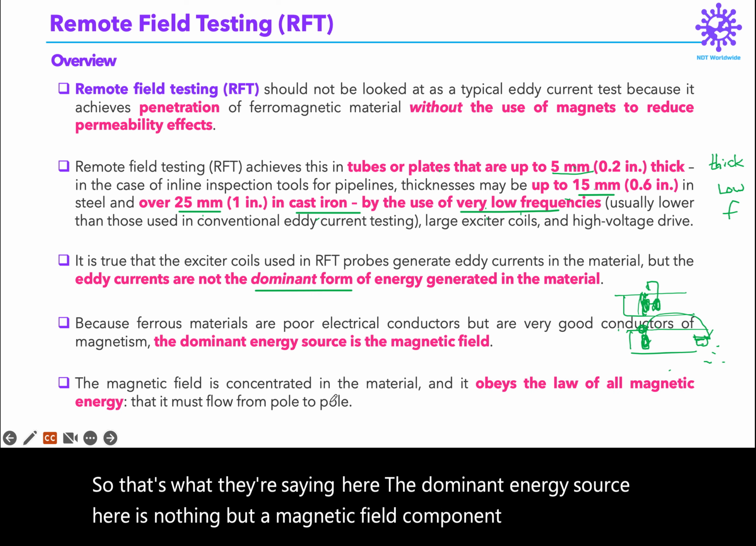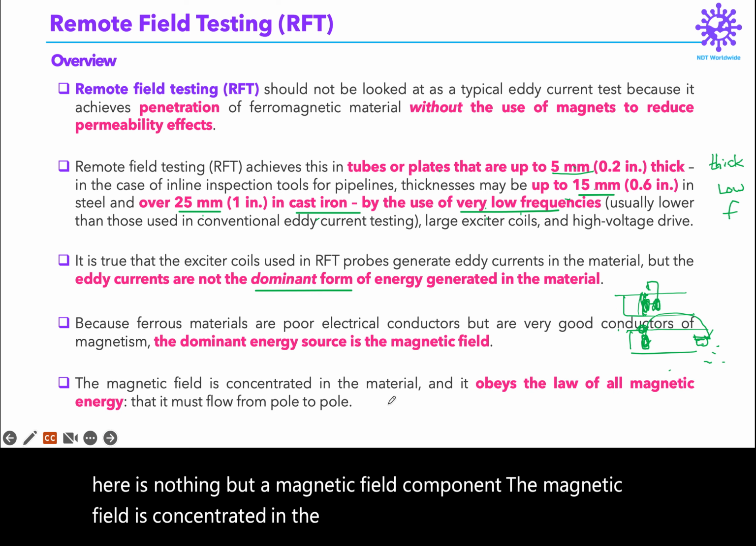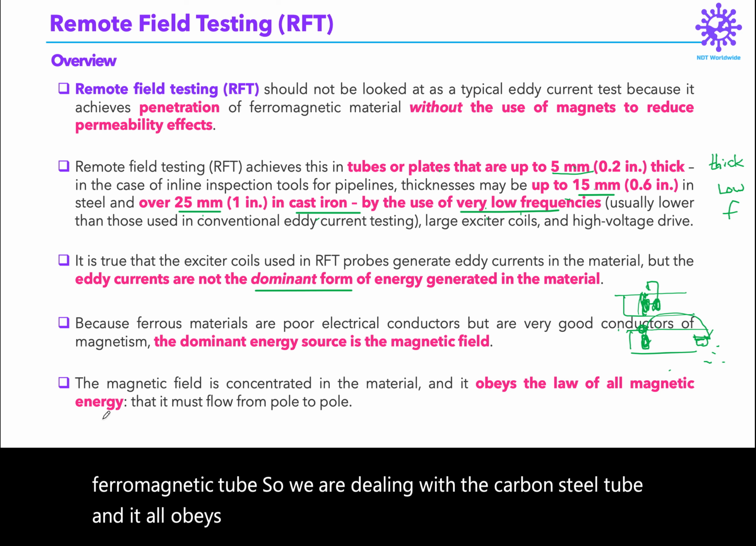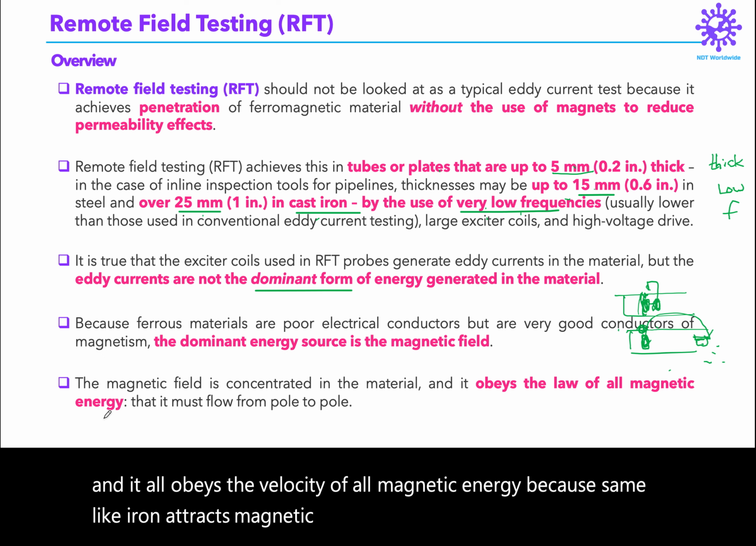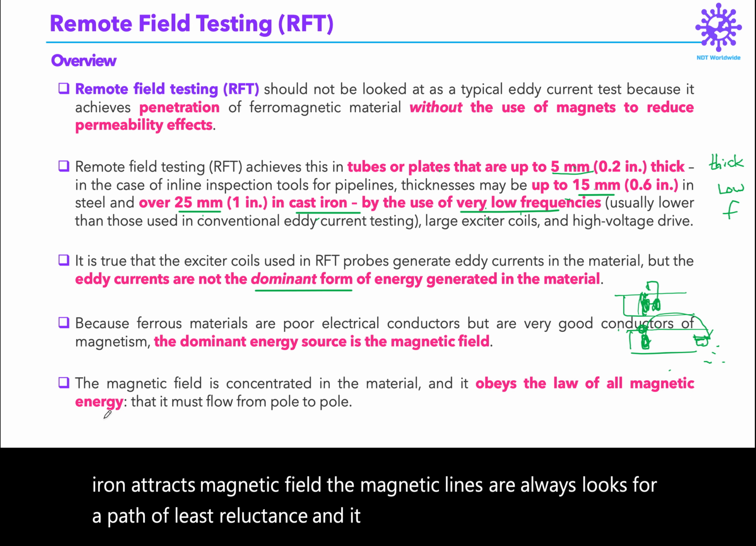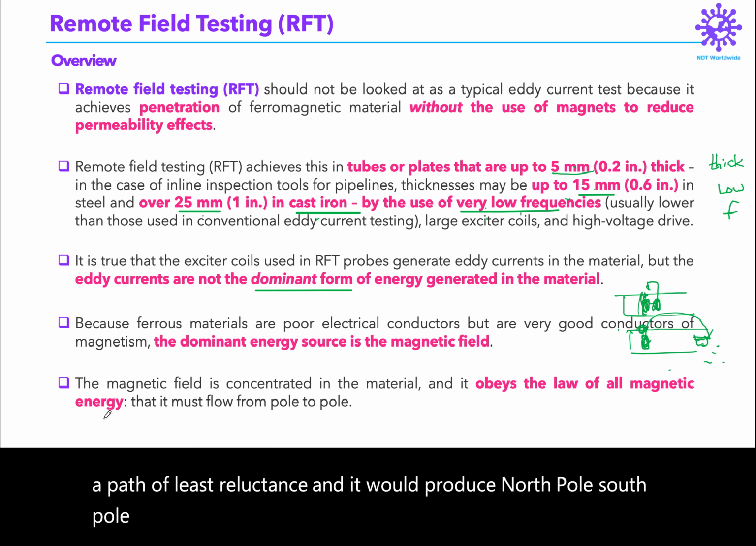The magnetic field is concentrated in the material. Why? Because it is a ferromagnetic tube. We are dealing with a carbon steel tube, and it all obeys the laws of magnetic energy. Just like iron attracts a magnetic field, the magnetic lines always look for a path of least reluctance, and it produces a north pole, south pole, dipole movement. So all those things match the ferromagnetic material behavior.